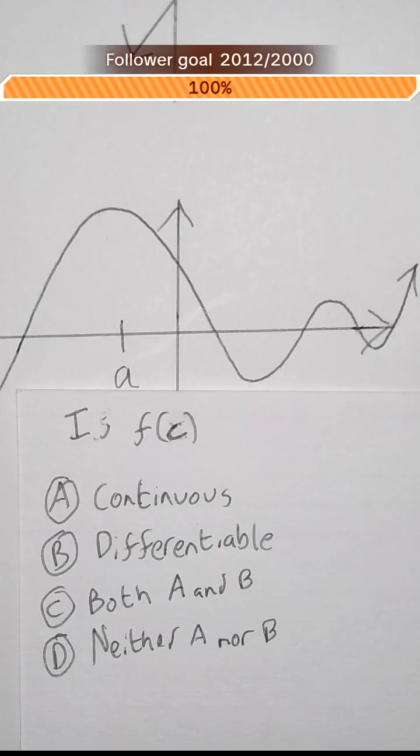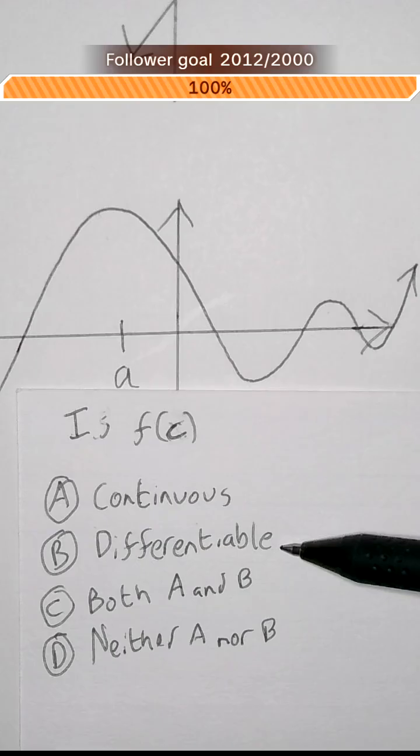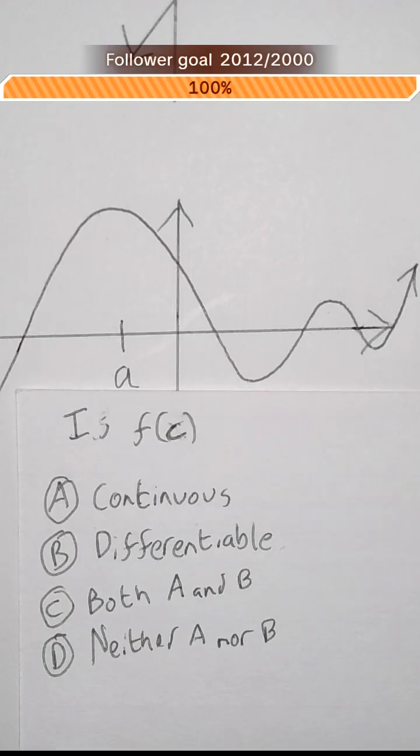Henry says B. Okay. Well, remember, Henry, we can never have a function that's differentiable without it being continuous. If a function is differentiable, it's continuous as well. So, not necessarily.